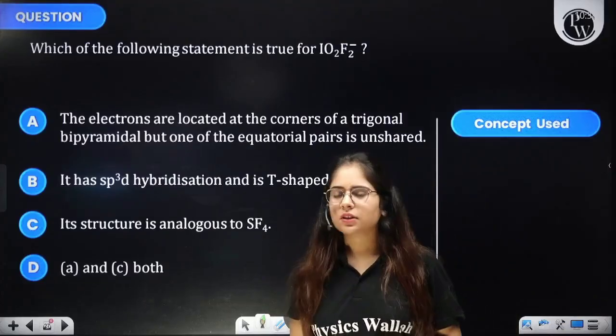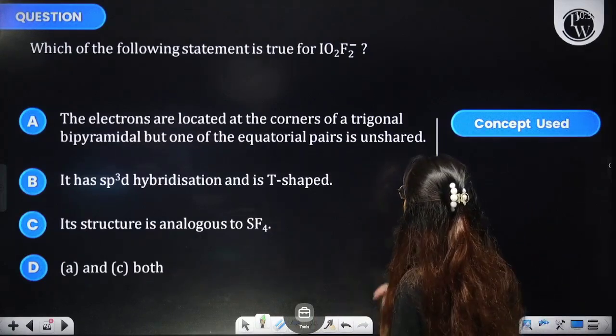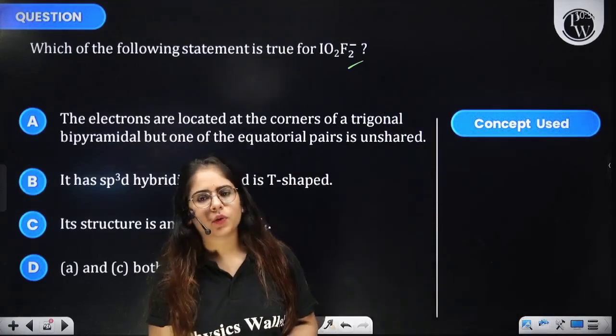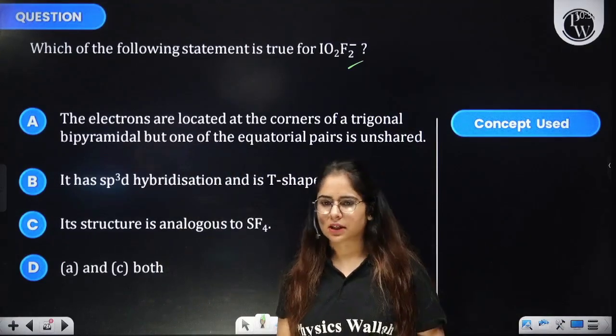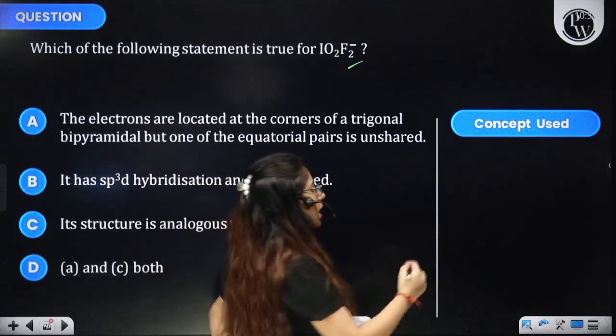Let's see this question, and the question says that which of the following statement is true for IO2F2 minus. तो आपको कुछ statements given हैं इस question में, and you have to tell कि which of the statement is correct. So the key concept that is based on this question is the hybridization.